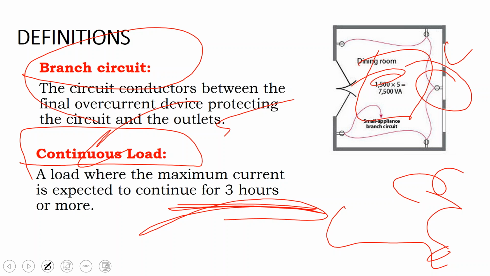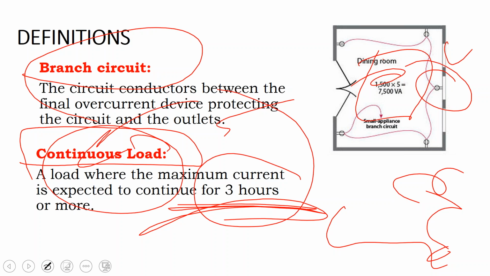Is a solar array a continuous load? Now, a solar array is only on when the sun's up. It's not on at night, but it's a continuous load because the solar array under normal operating conditions is on for more than 3 hours. So what's the difference between a continuous load and a non-continuous load? Well, continuous loads are on more often than non-continuous loads.